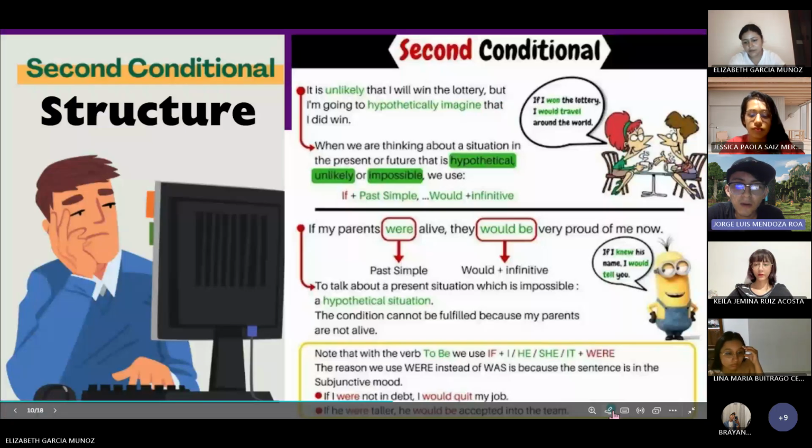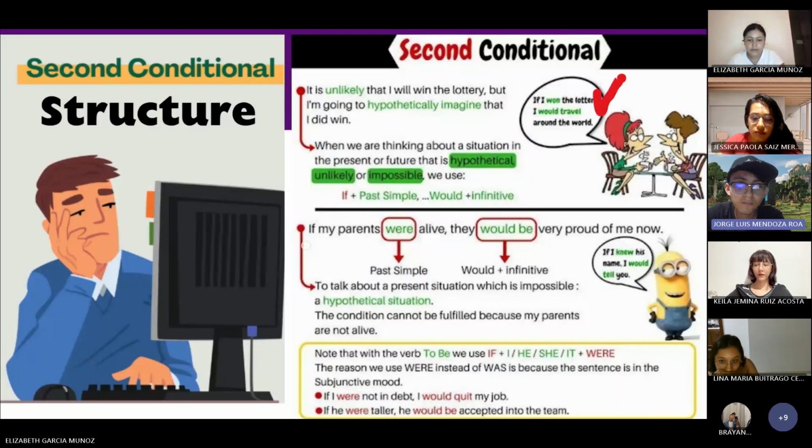Now I'm going to explain how the structure of the second conditional works. In all the conditionals, we have a basic structure: a condition, which is the first part of the sentence, and a result in the second part. For example: if my parents were alive, this is the condition, they will be very proud of me now. This is the result.